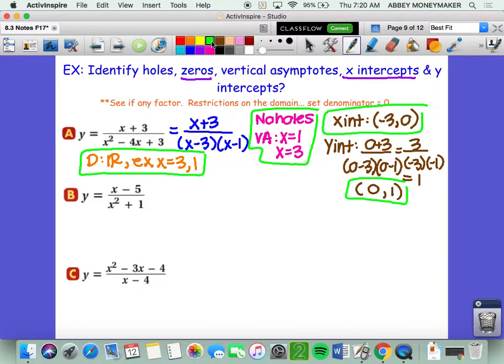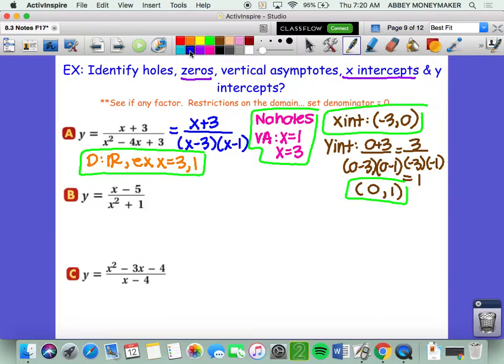Lots of parts here, but it's not too terrible, okay? Especially because we already know how to recognize whether we have holes or asymptotes. So really the only thing new to practice here on this slide is practicing finding that x and y intercept, okay? On B, let's talk about B.